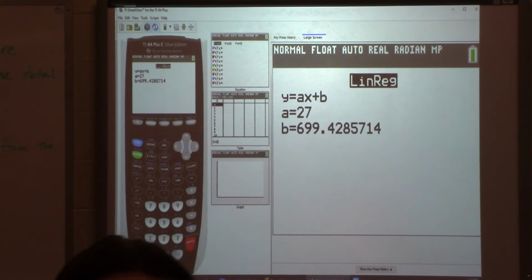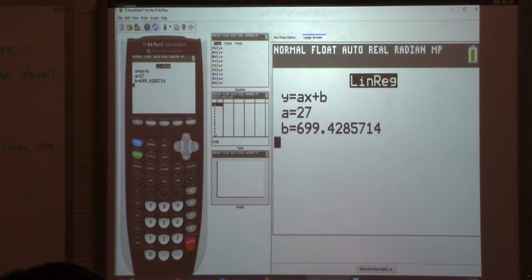What you're going to do then is hit second, L1, second, L2. Okay, so you're calculating that. So stat, linear regression, L1, comma, L2. And hit enter. It should pop up. Did you hear that? Okay. You sure? Yeah. Okay.